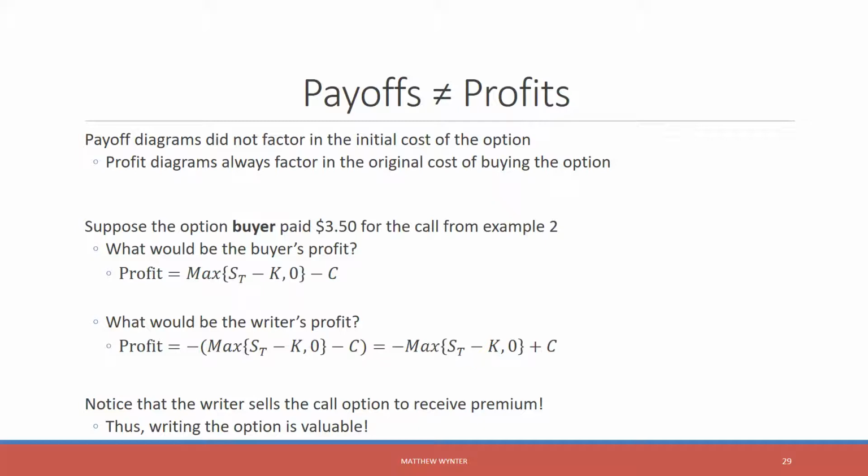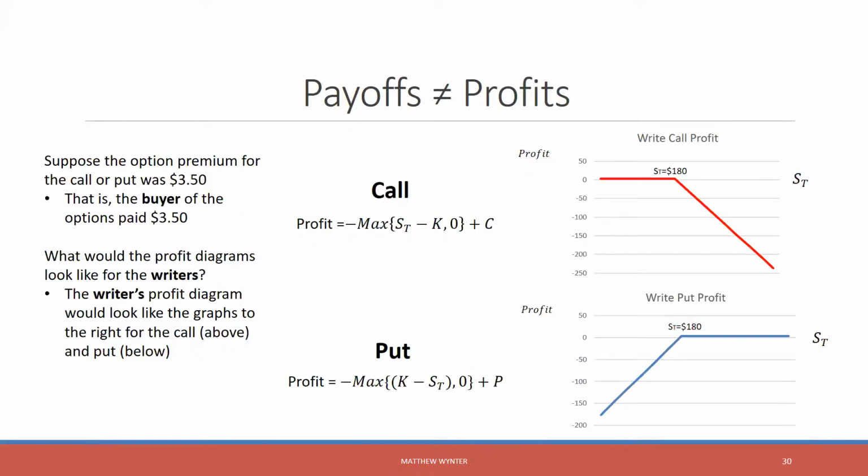And this is true for the put too. You sell the put option to receive the premium. So writing the option is going to be valuable. Suppose the option premium for the call or the put from our previous examples was $3.50. That is, the buyer of the options paid $3.50 for the right, but not the obligation, to buy or sell. What would the profit diagrams look like for the writers? So this is for the writer, not for the buyer. If I'm the writer, what does my profit diagram look like?